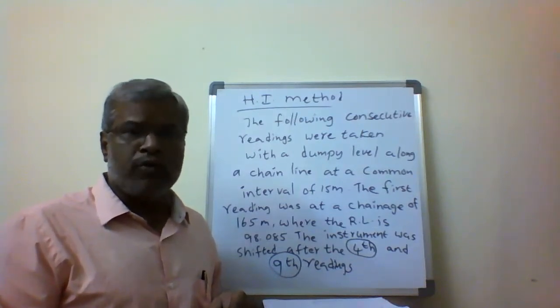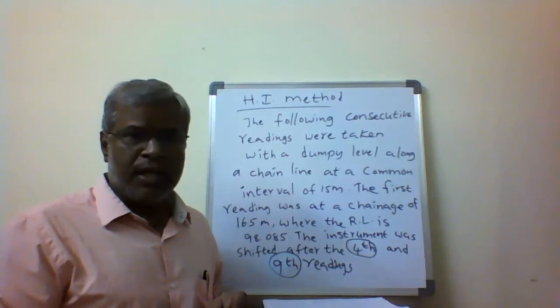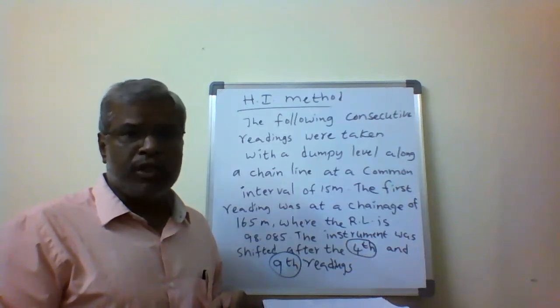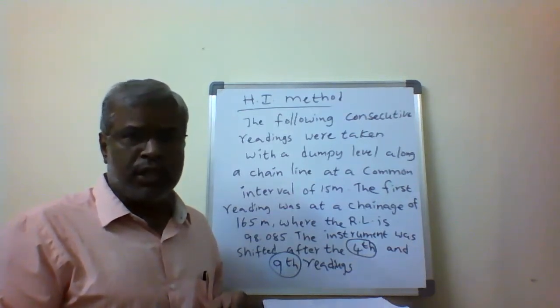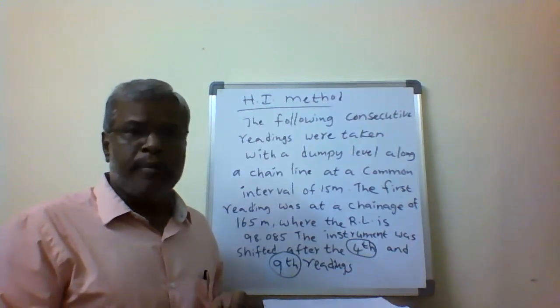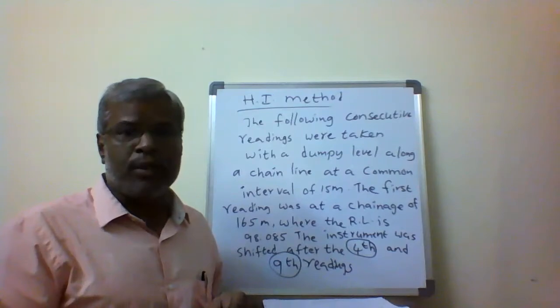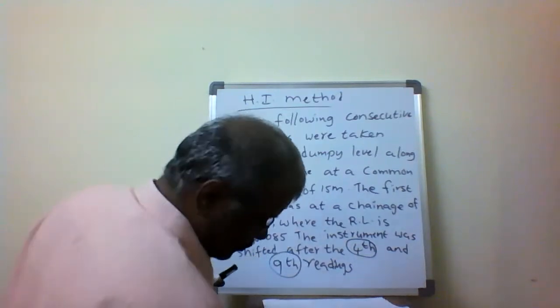Even in a change point also, there is a known elevation, and we take the backside reading. The last reading before shifting of the instrument, we take as the foresight reading. Foresight reading is always the last reading. In between the backside reading and the foresight reading, we take the intermediate staff readings.